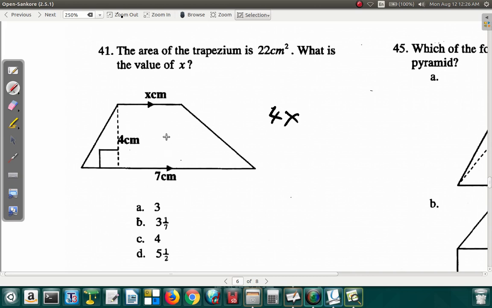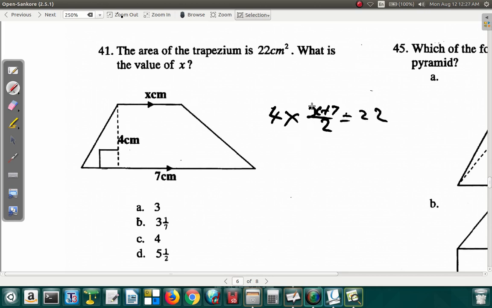So what you do is find the average of 7 and x. So you find x plus 7 over 2, or half of 7 times x. So that will be the area. The height times, you find a compromise between these two, 7. Not times x, plus x, 7 plus x over 2, and that gives you 22.